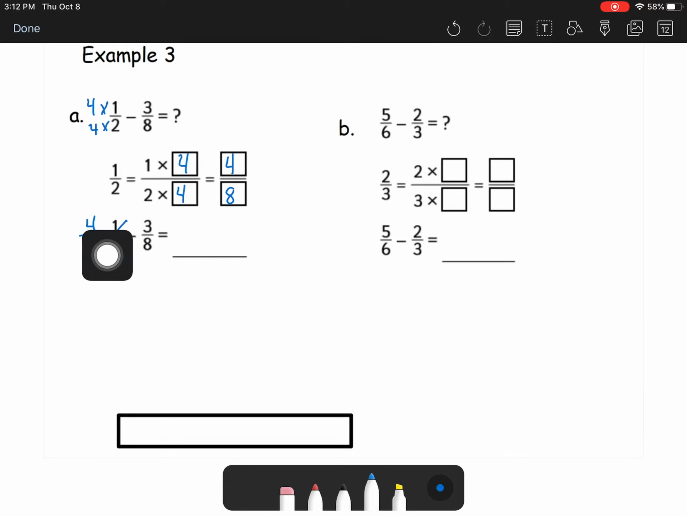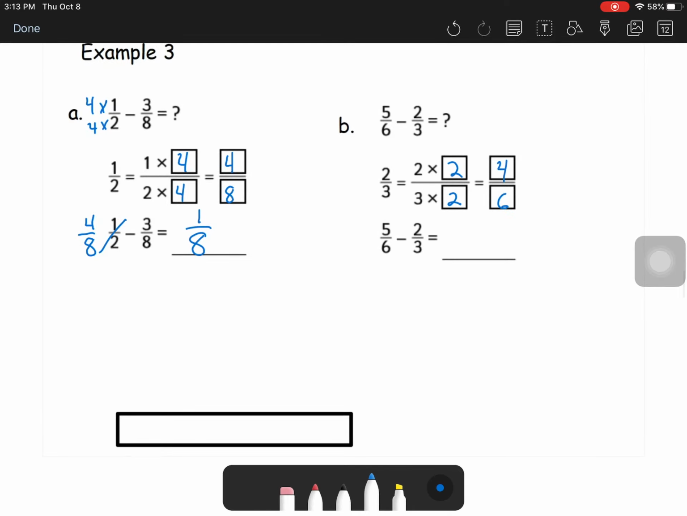So now when I subtract, 4 minus 3 is 1, and then I just leave the 8 alone, okay? In this one, 5/6 minus 2/3, I have to change that 3 into a 6, so I'm going to be multiplying that by a 2, so that becomes 6. Got to do the same thing on the top. 2 times 2 would then be 4, right? So this 2/3 now becomes 4/6, and then I'll subtract those.